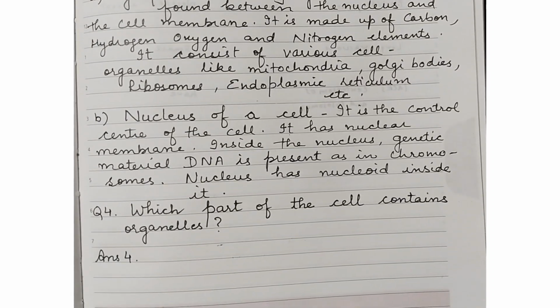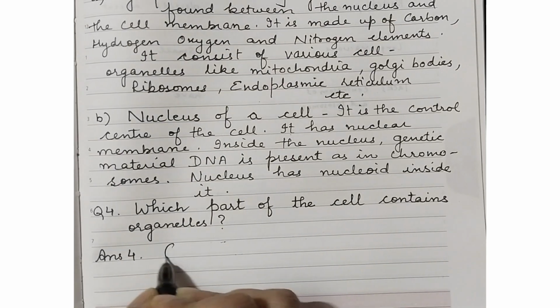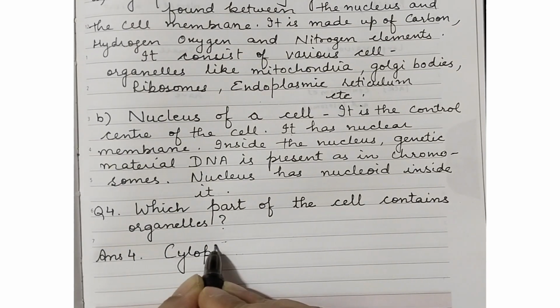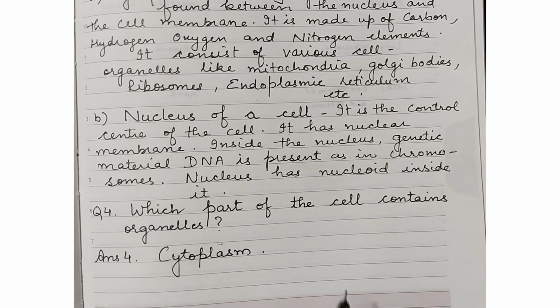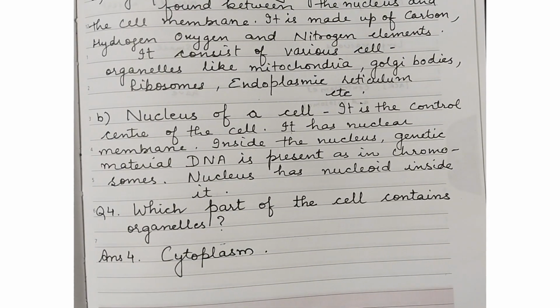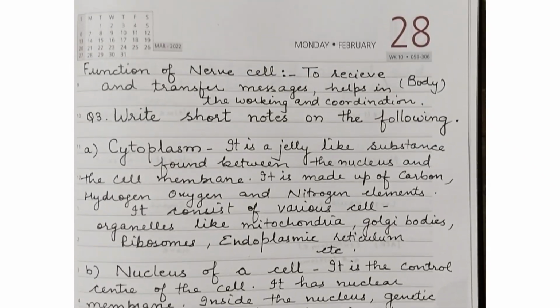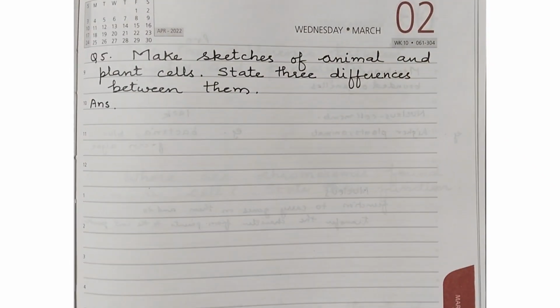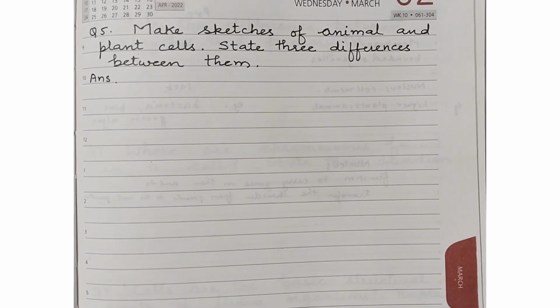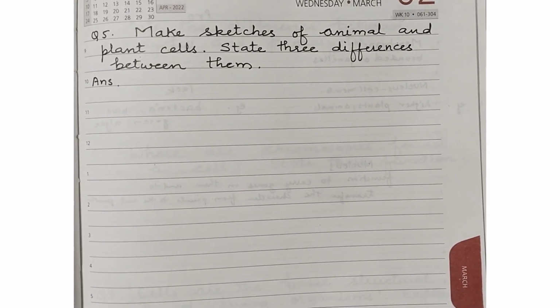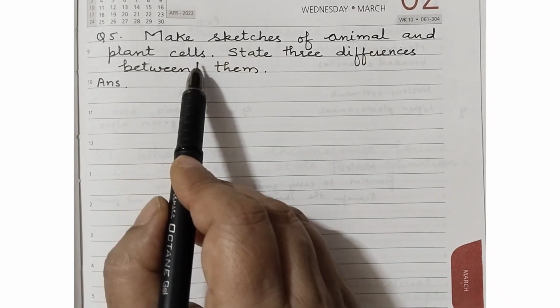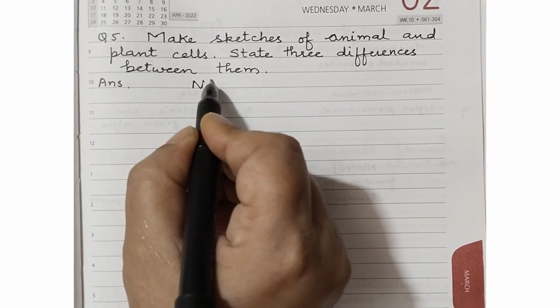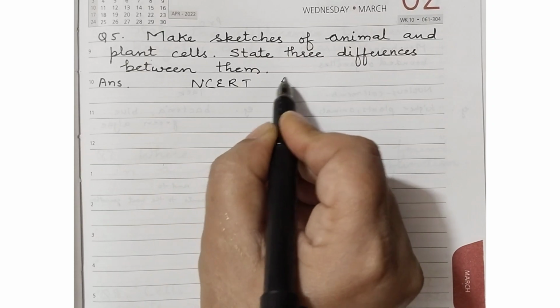Now, which part of cell contains organelles? Cytoplasm. It contains all the organelles of the cell. Now, next is, make sketches of animal and plant cells. State three differences between them. Now, you can make the sketches of animal and plant cells from your NCERT book.